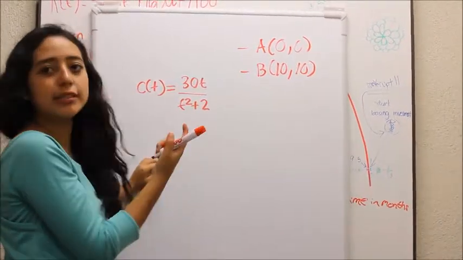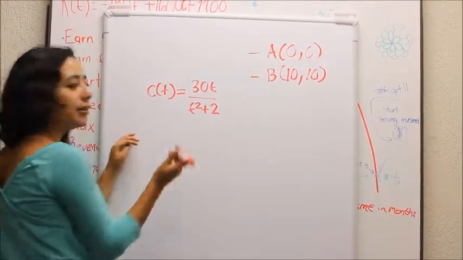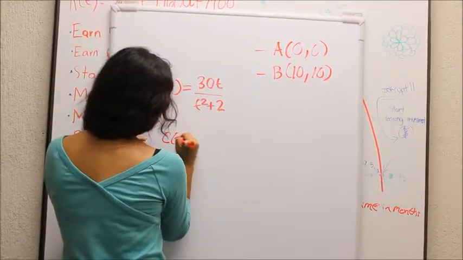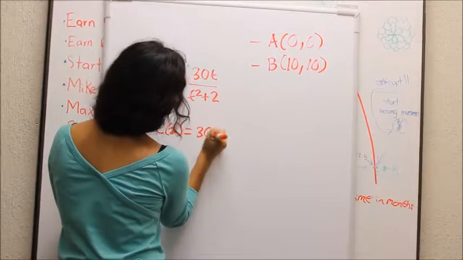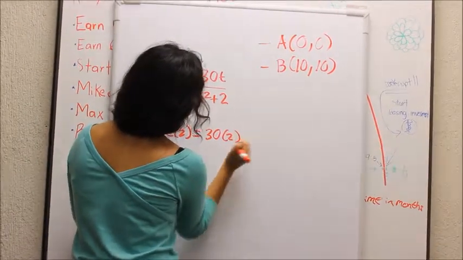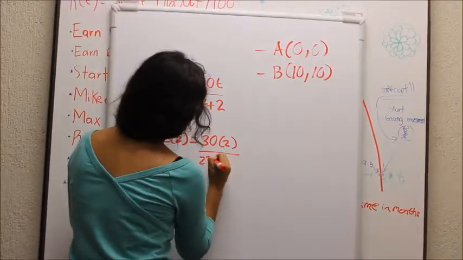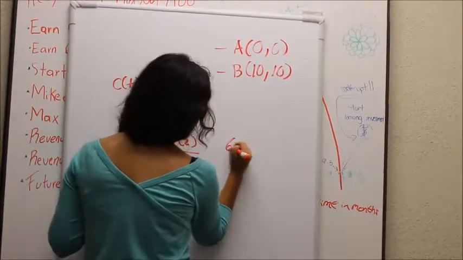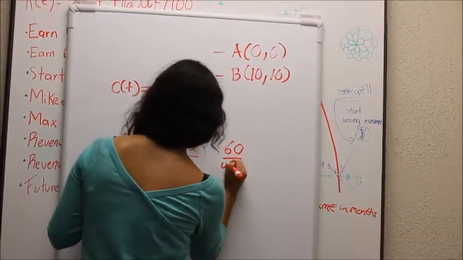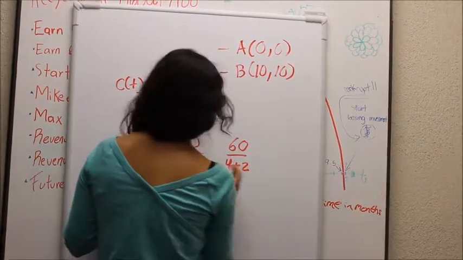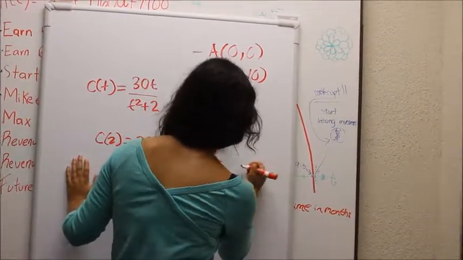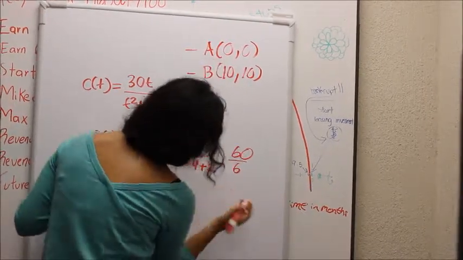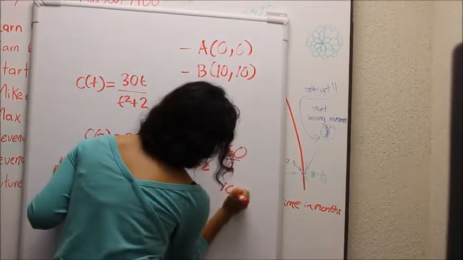So now we're going to do the same, but now with t equal to 2. C(2) equals 30 times 2 over 2 squared plus 2. So that means we have 60 over 4 plus 2, and 4 plus 2 is 6, so 60 over 6. And this is going to equal, again, 10.